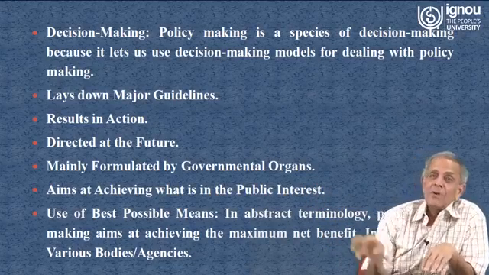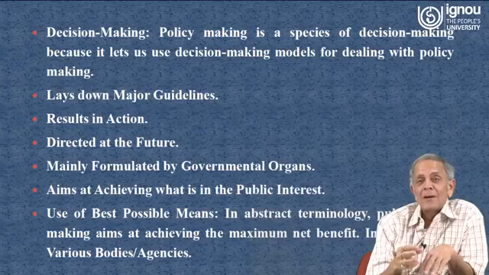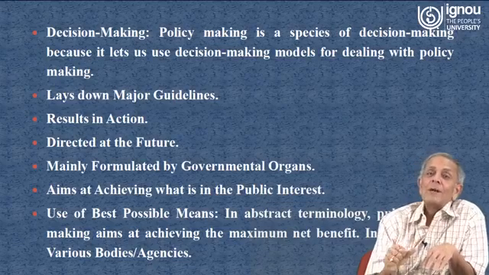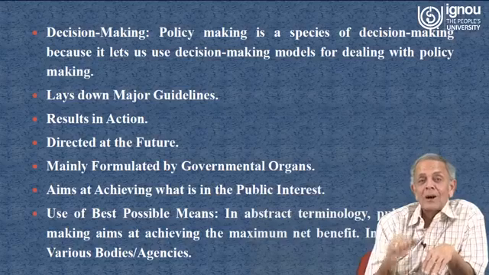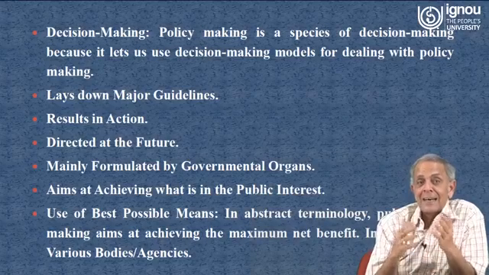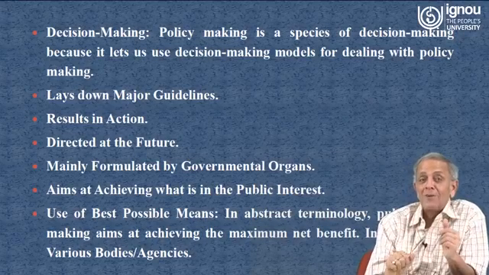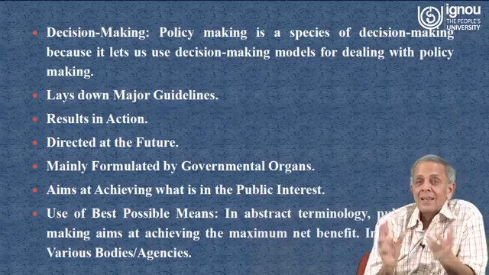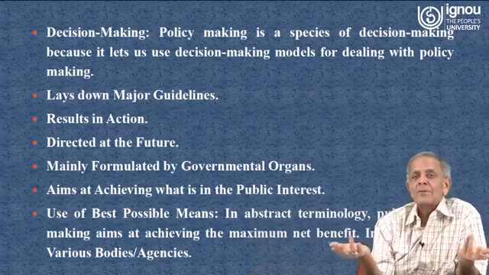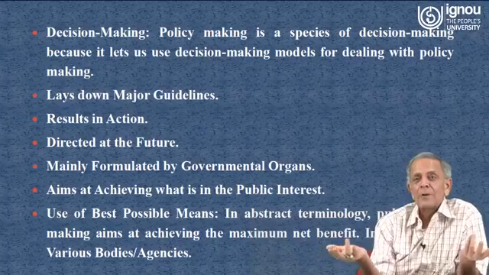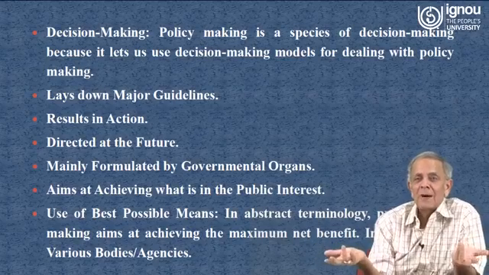Whatever is left over is again put back in the feedback loop for the purpose of improvements. Now again, we talk of it that it results in action, is directed at the future, and is mainly formulated by the government organs. There is an output and there is an outcome. Now, output: after spending 2 years, the output may be that you are able to have your master's degree.